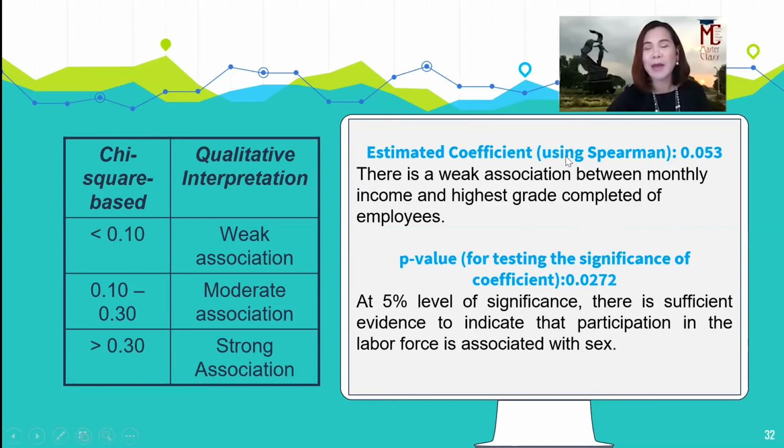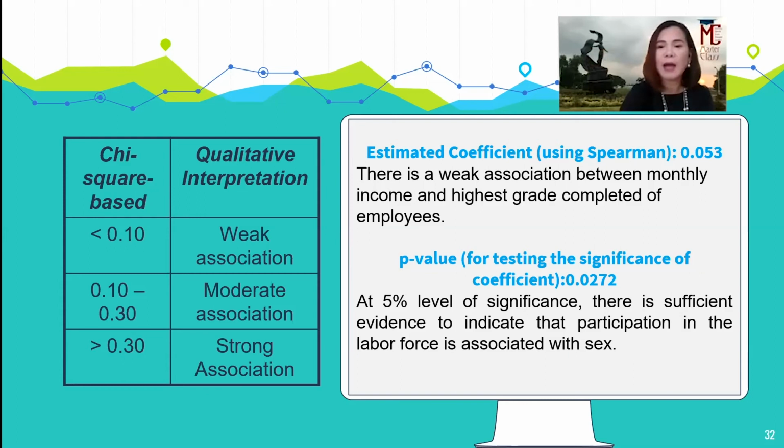Sorry po dun sa aking label, dun sa technique. I use here the chi-square. Hindi po Spearman. So, the estimated coefficient is 0.053. So, if you're going to refer to our table of interpretation, magpo-fall po siya dun sa weak association. So, that means, based on our data collected, there is a weak association between the monthly income. I'm sorry for the, okay, na-copy-paste ko po, no? So, there is a weak association between sex and whether the graduate participated in the labor force or not.